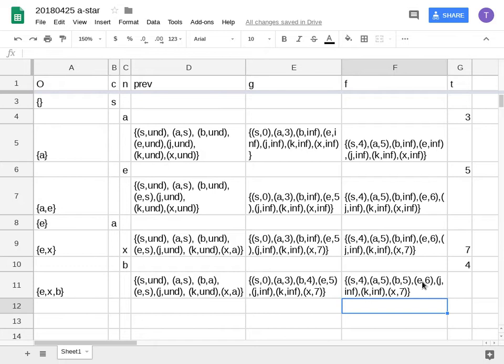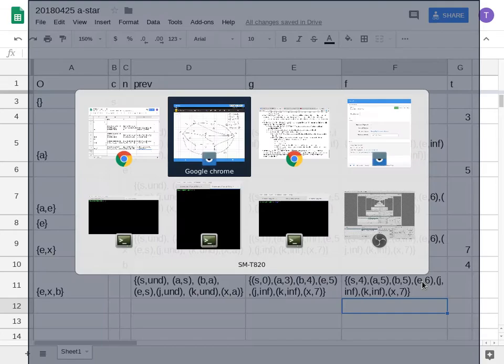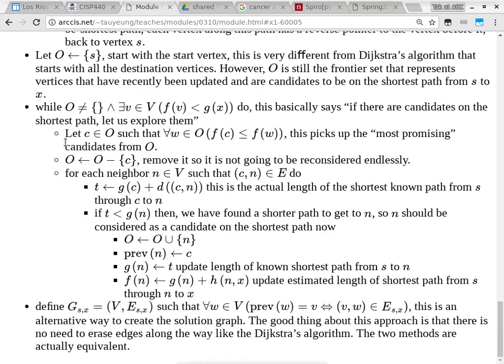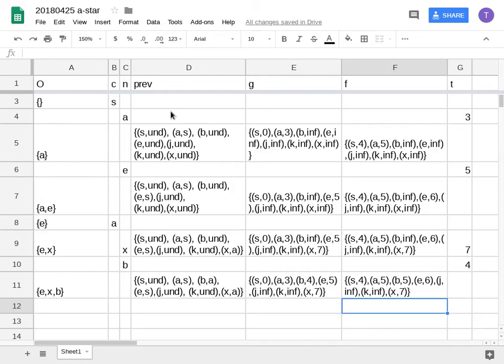So at this point, we have explored all the outgoing neighbors of A. So we exit the for each loop. We go back to the while loop. When we get back to the while loop, we ask the same question again. Is big O empty? It is not empty, but we have a second condition. The second condition is saying, are there any f value of any vertex in V that is less than the g value of x? The g value of x is 7 at this point. So the question is, are there any f values that are less than 7? So we go to the trace and then we look it up.